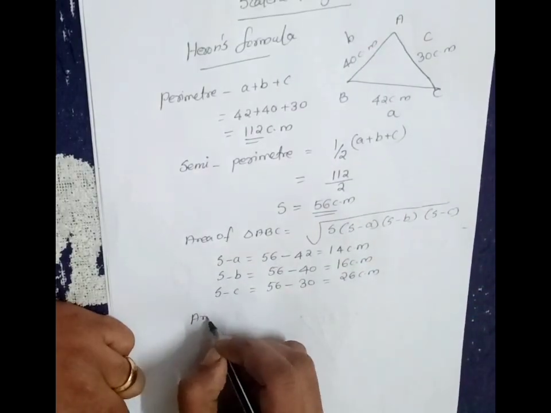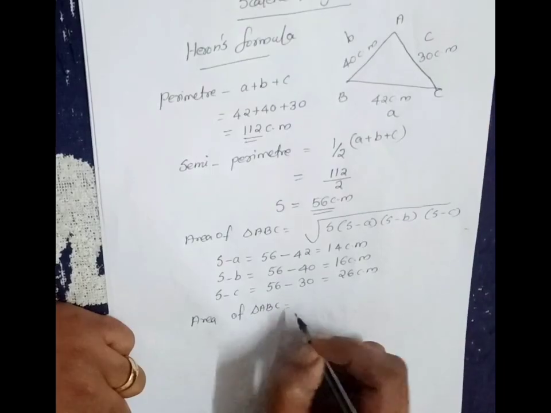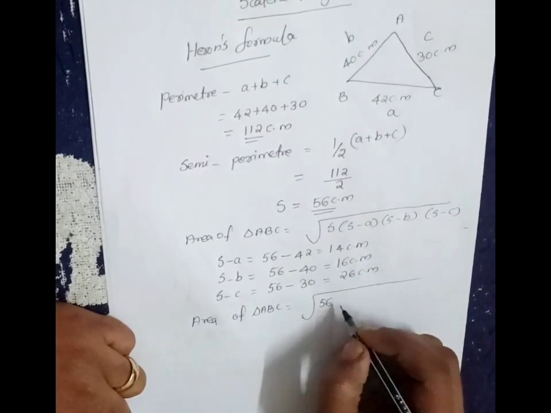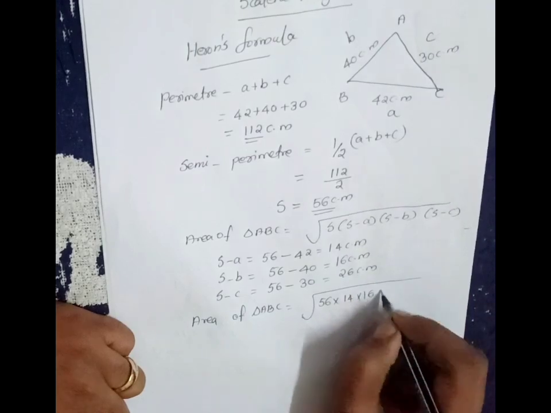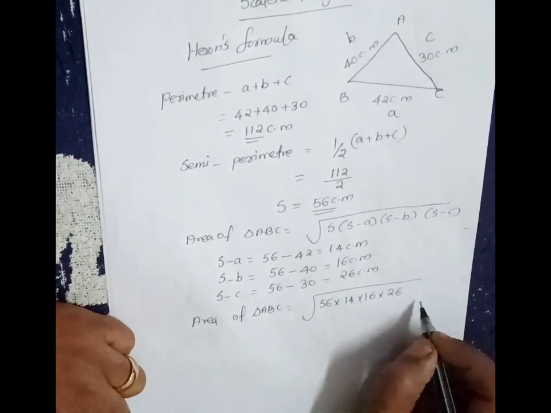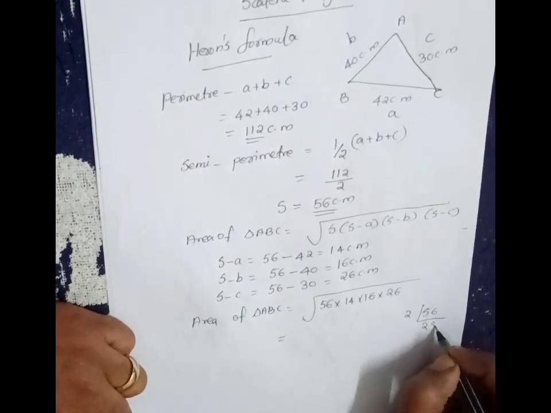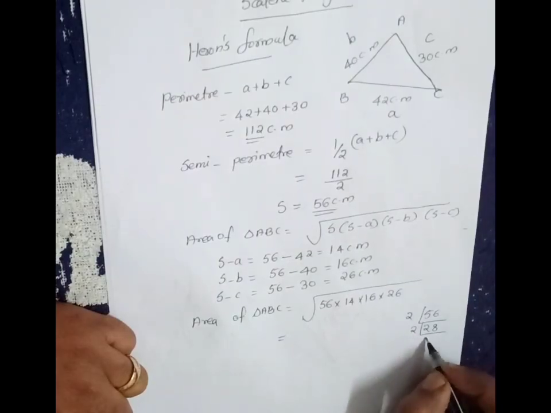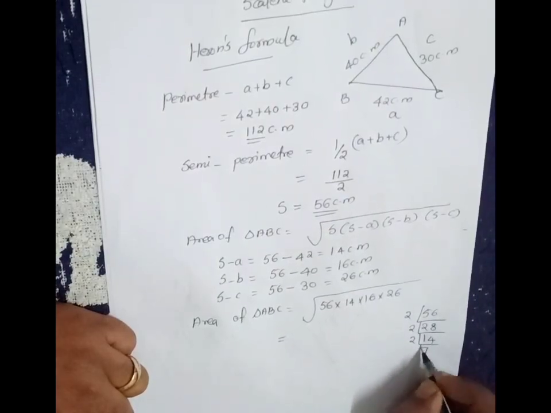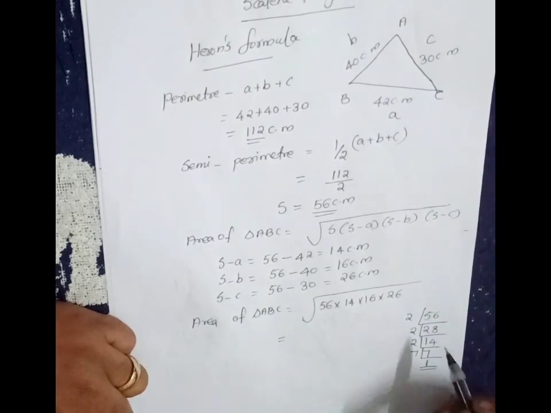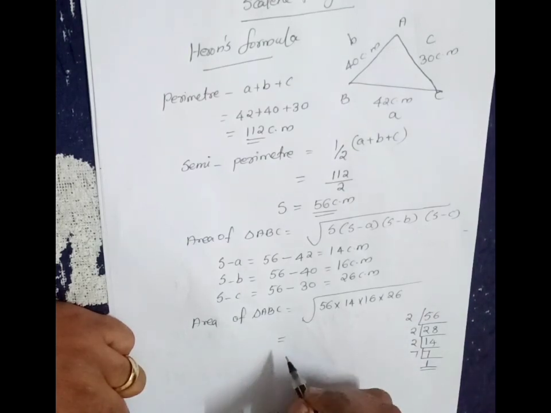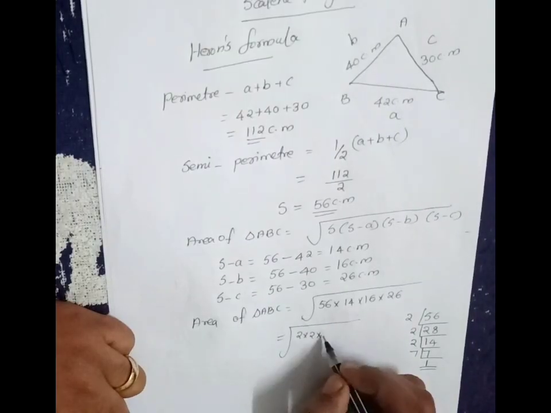Therefore, the area of triangle ABC is equal to the square root of 56 into 14 into 16 into 26. Then we factorize each term. 56 divided by 2 is 28, 28 divided by 2 is 14, 14 divided by 2 is 7, and 7 divided by 7 is 1. Therefore, 56 can be factorized into 2 into 2 into 2 into 7.